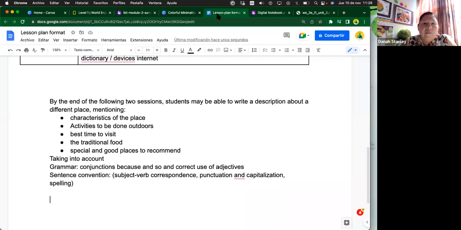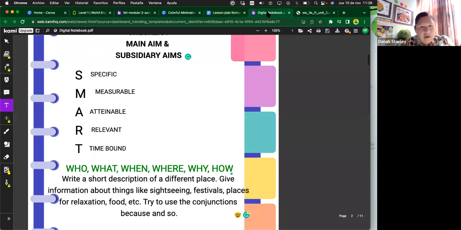Attainable, pues sí, porque they have already seen the vocabulary of conjunctions, they know how to use the adjectives, and they know how to make sentences when they saw present simple. Entonces ya saben the correct allocation of different parts of speech in a sentence. Entonces it's attainable. Relevant is important for the students.